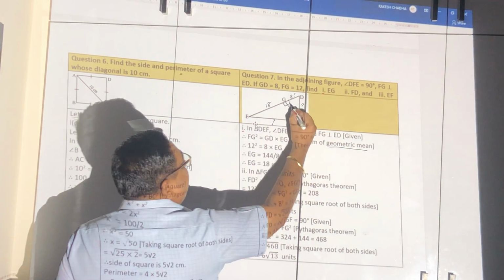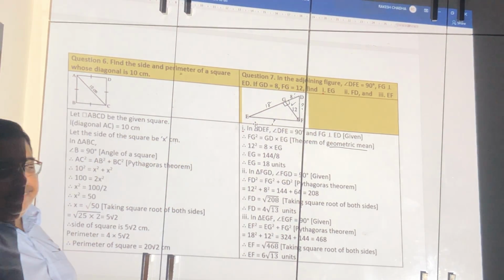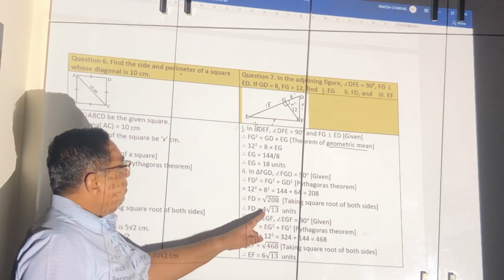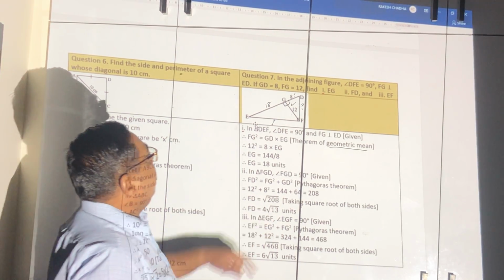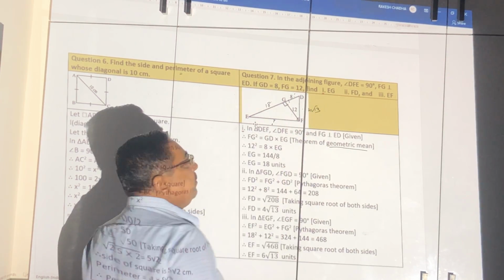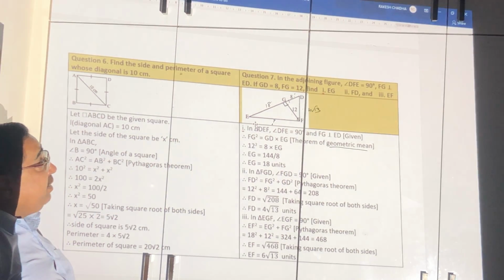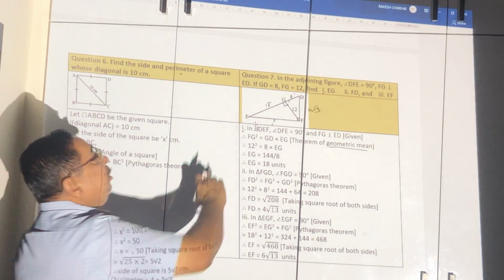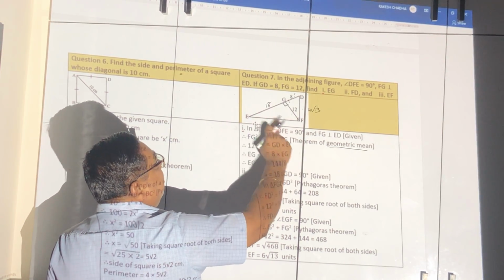So look at this triangle, the small one. By Pythagoras theorem, I will get FD is 4 root 30. Then, now my friends, life becomes easy. Use Pythagoras for the whole triangle.